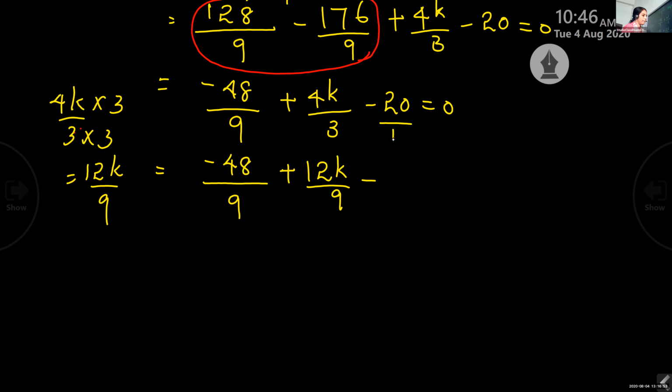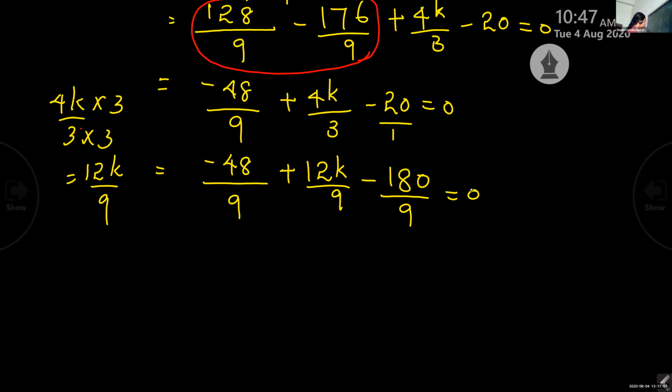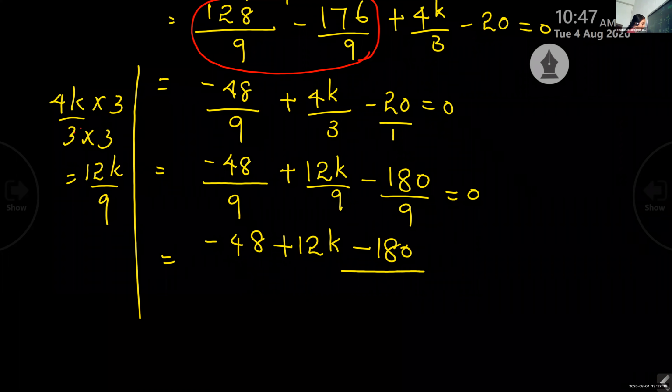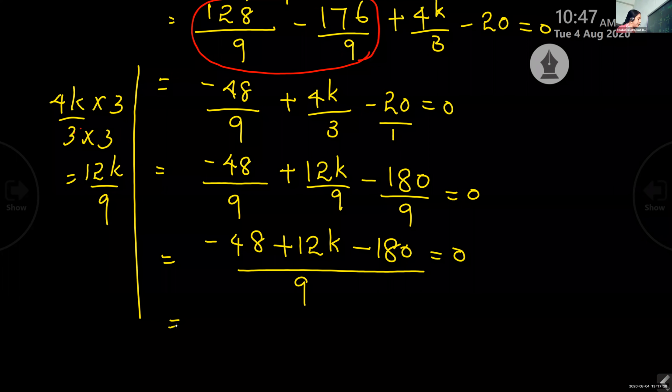So how will you do it? 20 into 9 is 180 by 9 equal to 0. Now you can write it as all divided by 9, right? Minus 48 plus 12k minus 180 all divided by 9 equal to 0. Clear? Now, negative 48 and negative 180 are there, so you can add them.